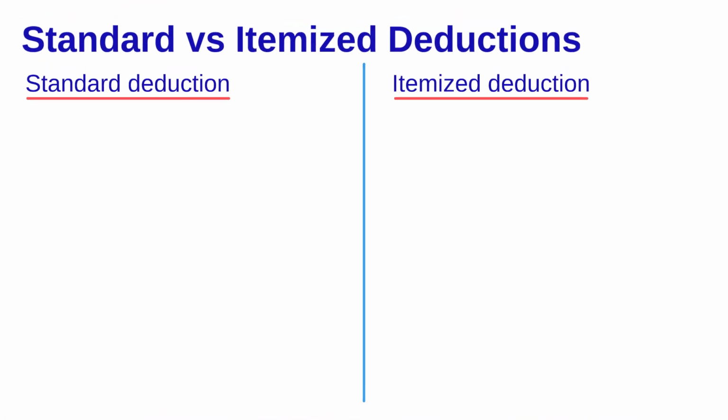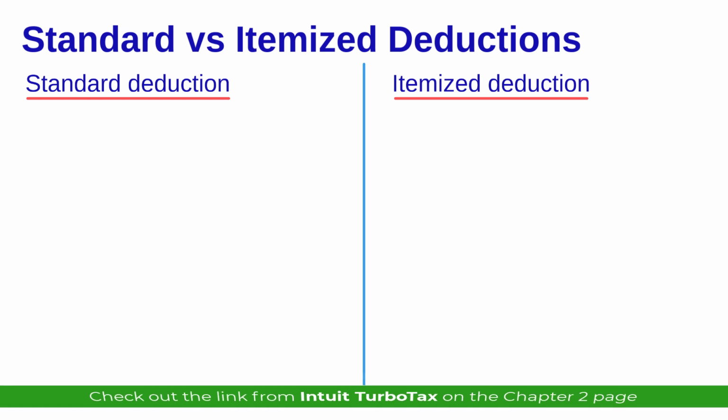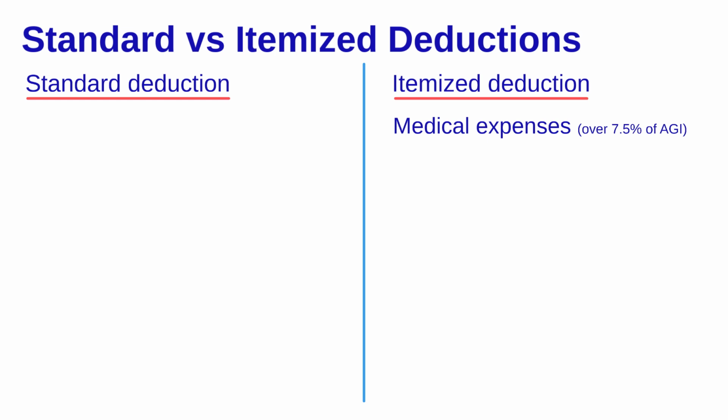When we're talking about the difference between standard deduction and itemized deduction, let's look at itemized first. It makes the other one a little bit easier to understand. The government says, here's the deal. If you've got medical expenses that are pretty massive, more than 7.5% of your adjusted gross income, we're going to let you deduct those out of your adjusted gross income.